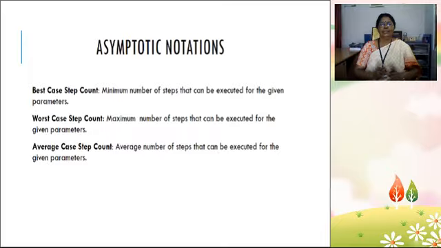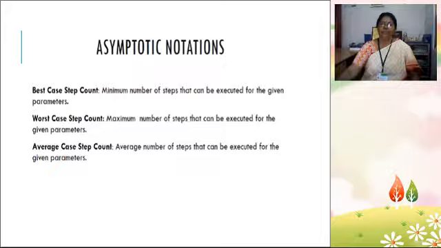So now there are three types of step count: best case step count, worst case step count, average case step count. It will be more clear if you listen to this example. Say consider the binary search algorithm. If the element to be searched is exactly at the middle of the given array, the task is easy. Immediately we get the answer. It's the middle element. So the time complexity will be just 1 or 0.